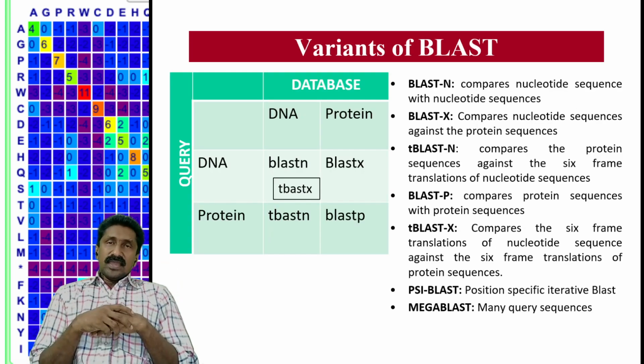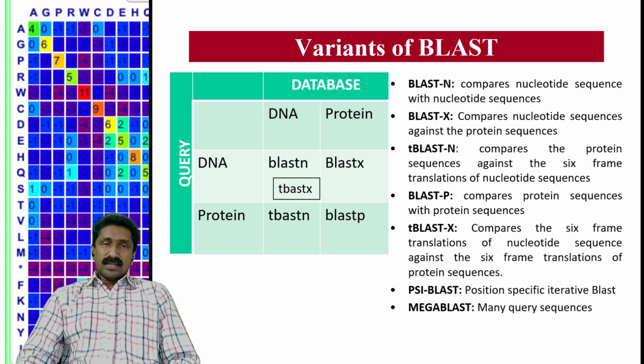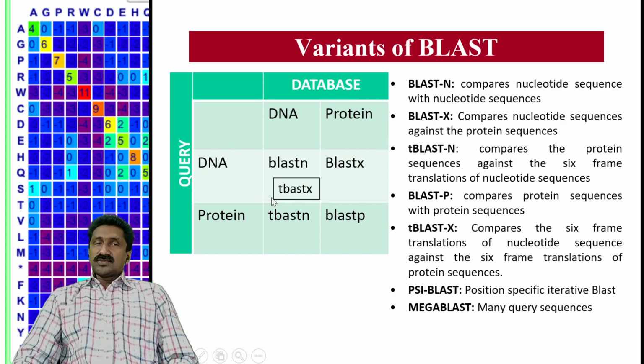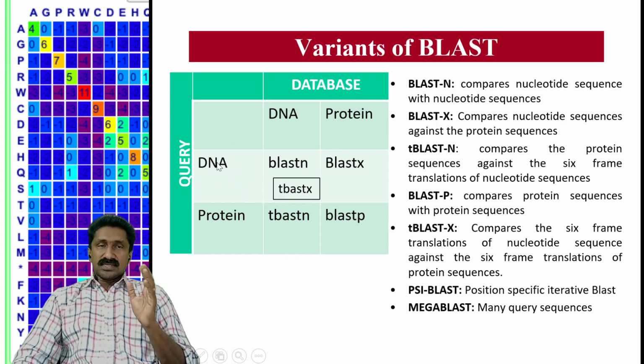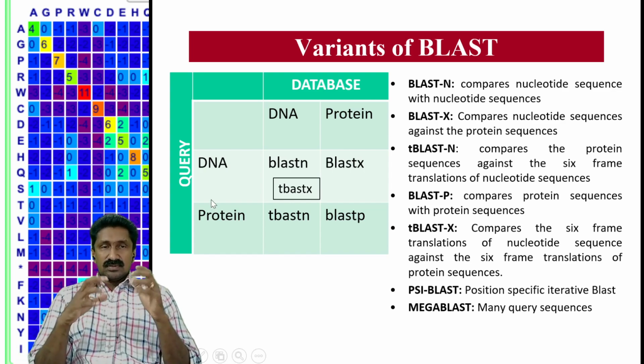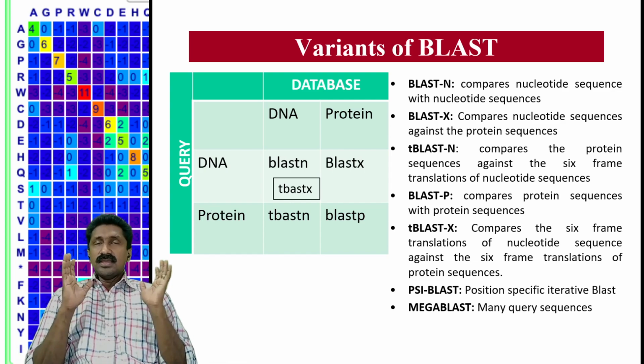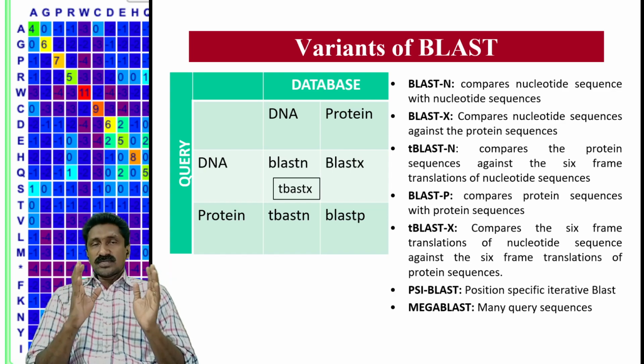Now there are variants of BLAST, and this table will give you a better idea of the different types of BLAST. So we have the query sequence. You have only two possibilities: DNA or RNA, that is a nucleic acid query, or a protein query. Those are the two options that we have.